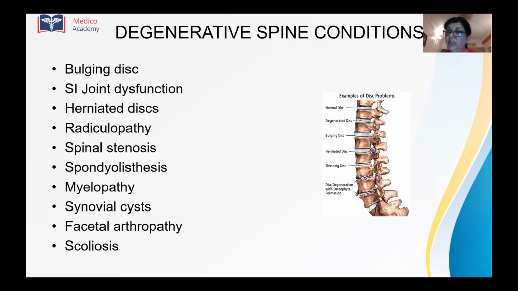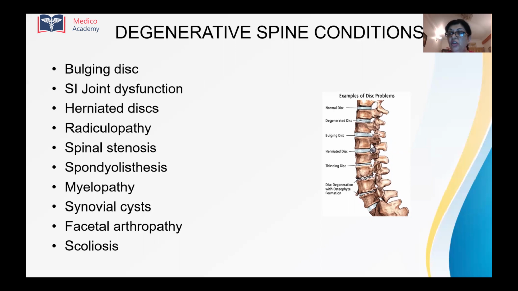The bulging disc, they are sometimes called disc protrusions or disc herniations. SI joint dysfunction. The SI joints are located where the pelvis and the lower spine connect, and when the SI joint becomes inflamed or the cartilage wears down, it may result in dysfunction.